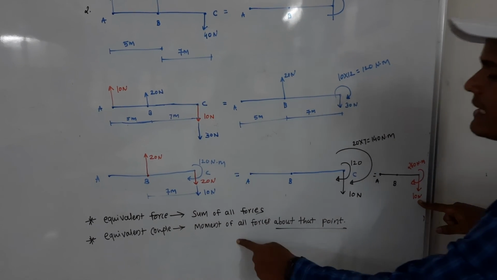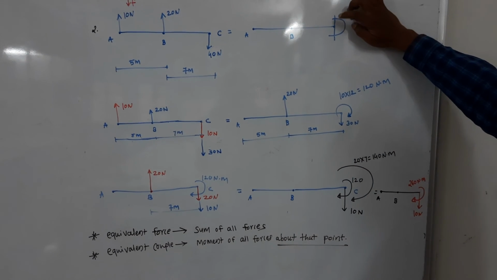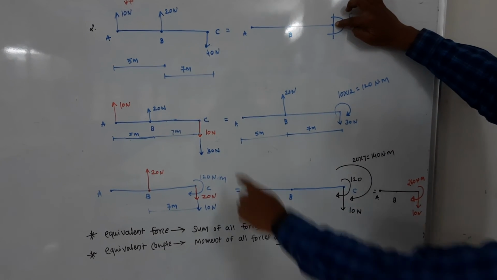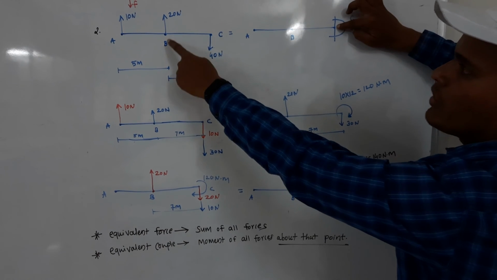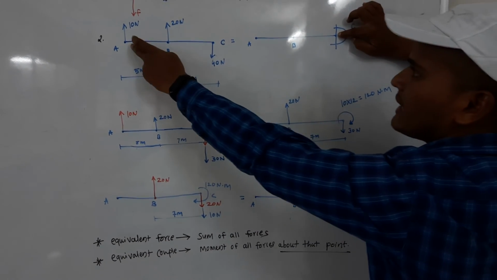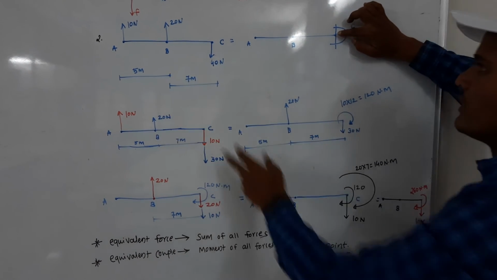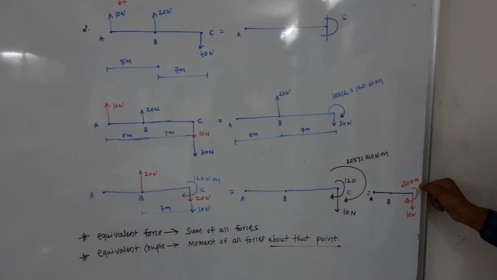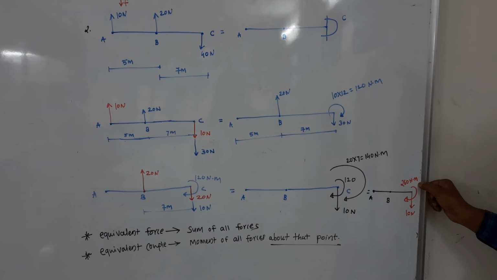Now coming to the equivalent couple, I simply have to take the moment of all forces about point C. The moment of this 40 will be 0, the moment of this 20 will be clockwise 20 into 7, and the moment of this 10 will be clockwise again, 10 into 12. If you add that up, we will get 260 Newton meter. So that is the equivalent couple.